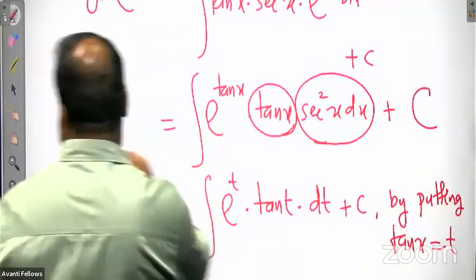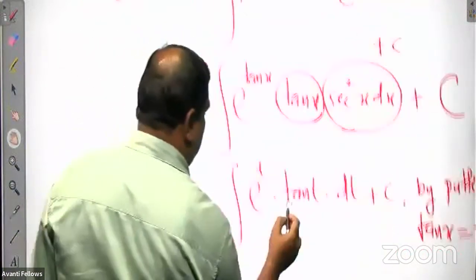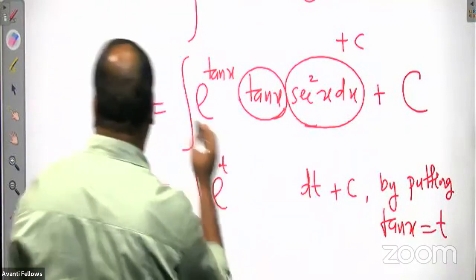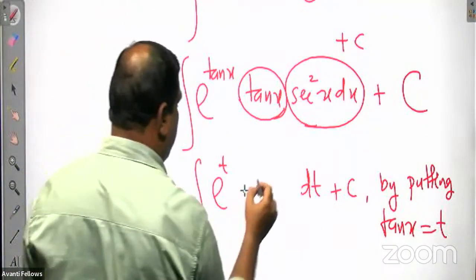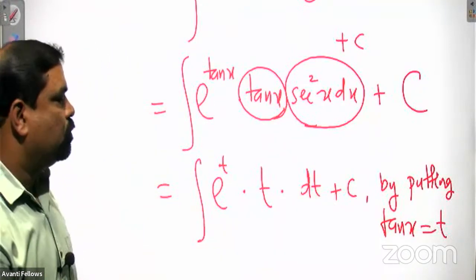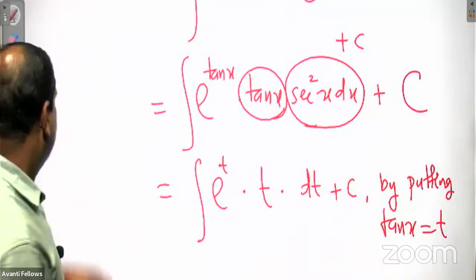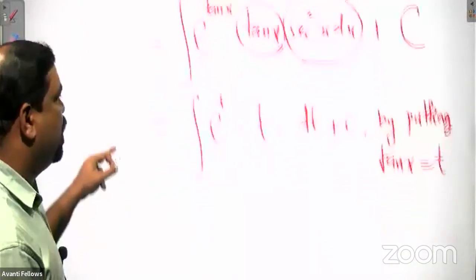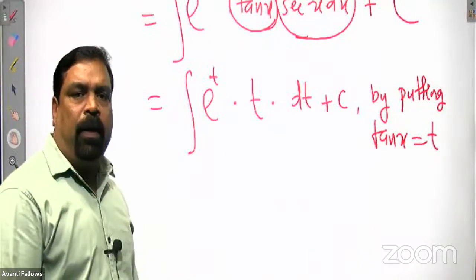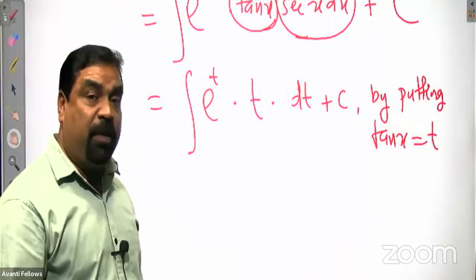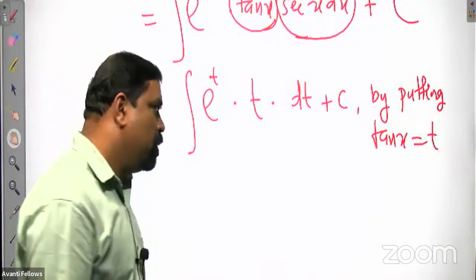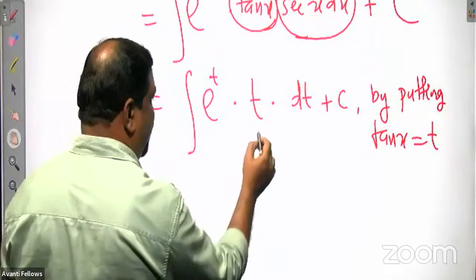So it is not tan t only. tan x, we have taken as t. So e raised to t into t dt plus c. Then you know how to integrate it. Integral of e raised to t into t means apply integration by parts, the product rule. So take t as the first function.